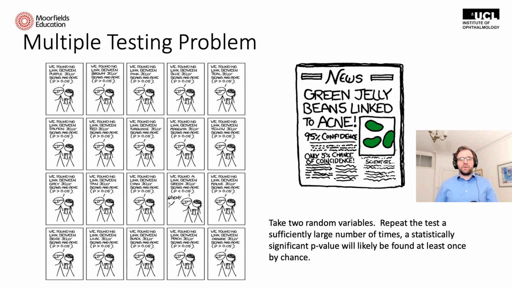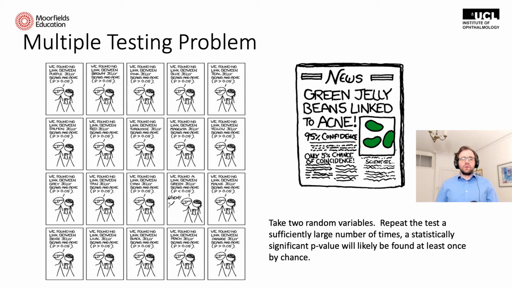So here we've got an example of the multiple testing problem. This is nicely illustrated here by this comic. So here what we've got is 20 sequential tests that are repeated to test the association between the color of jelly beans and acne. Obviously two things which are very unlikely to be linked. 20 different colors of jelly beans are tested, and out of these 20 tests, 1 out of 20, which corresponds to 5%, has yielded a significant result, which is what is highlighted here, green jelly beans linked to acne in the headline.